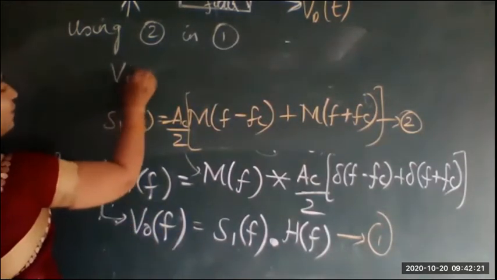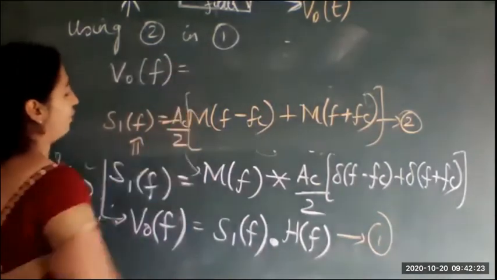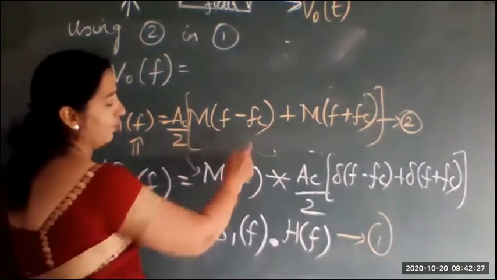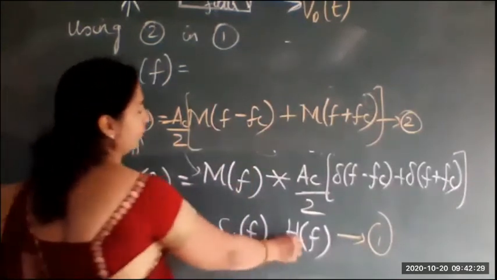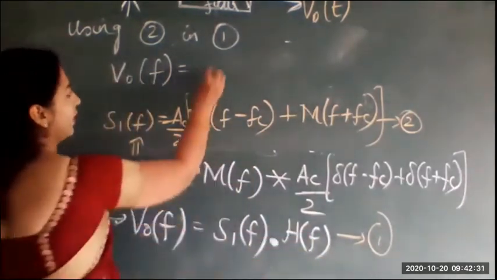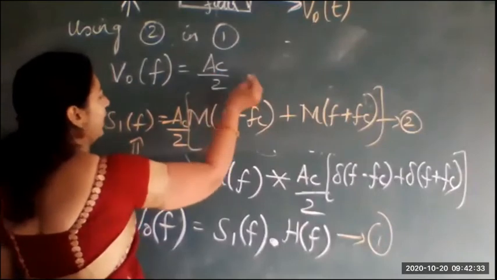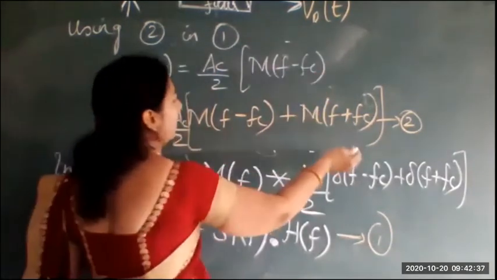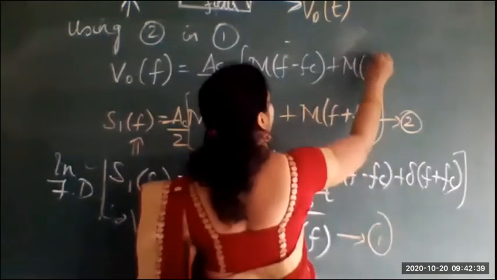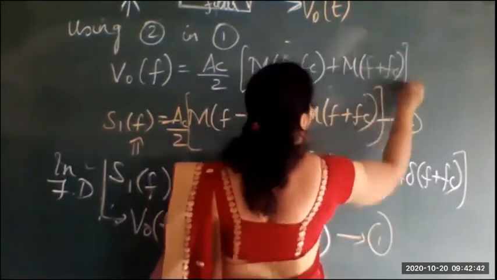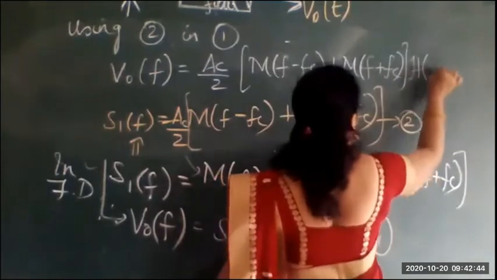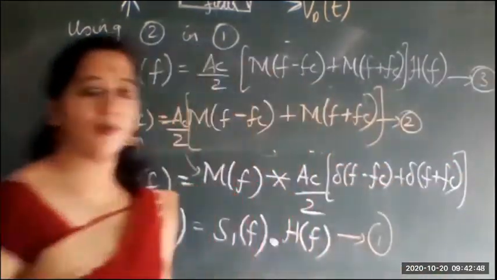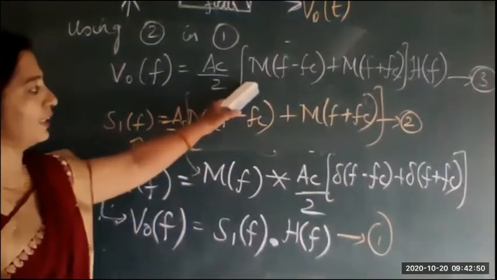V naught of f. See, this is S1 of f into h of f. Therefore, AC by 2 m of f minus fc plus m of f plus fc into h of f. That's all. Okay, we'll call that equation 3.